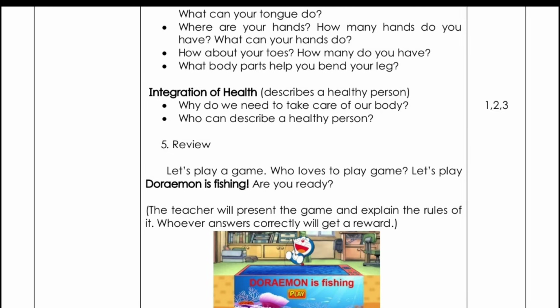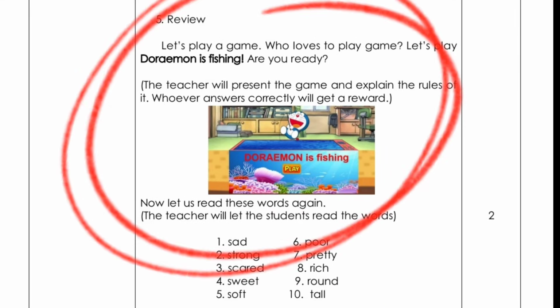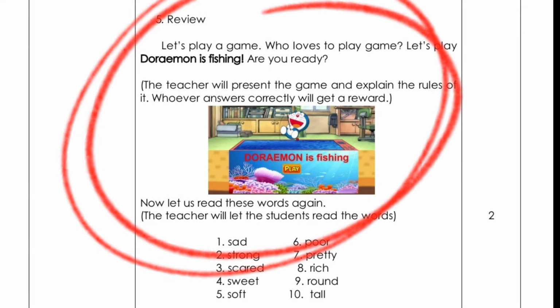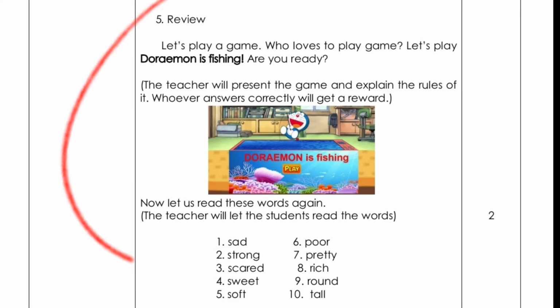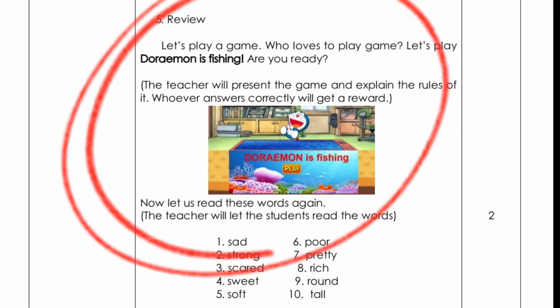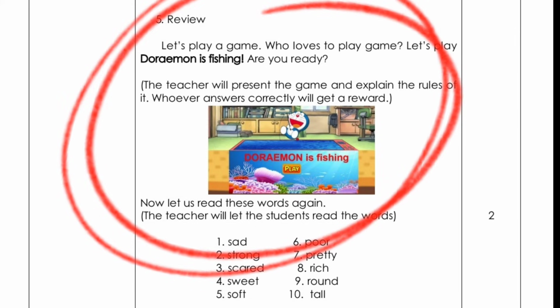So for the last part of my preliminary activity is the review. Since my lesson is about degrees of adjective, I will be reviewing about adjectives. I am going to review their knowledge about adjectives. Now, my review will be delivered through a game, a very interactive game rather, because we will use a famous character which is known popularly by the kids, and that is the Raymond.